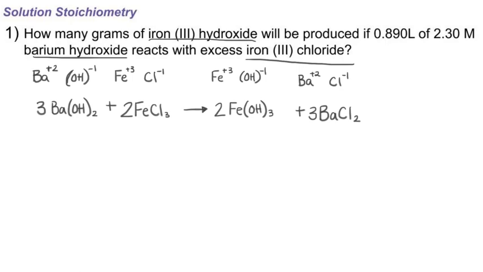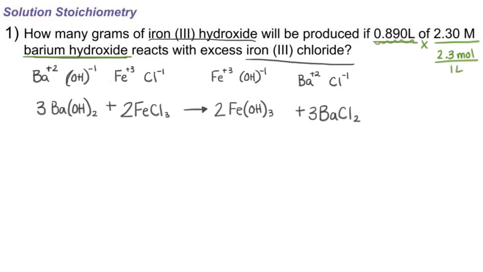So now that we have the balanced chemical equation, we can start doing our stoichiometry. In this problem, instead of giving us the number of grams of our reactant, it gives us the volume and the concentration of the reactant, of the barium hydroxide. And so the word "of" in math usually indicates multiplying, which in this case is what we're going to do, because we know that 2.3 molar means that we have 2.3 moles of barium hydroxide in every 1 liter. And so we can use that as a conversion factor to take our liters into moles and go from there.